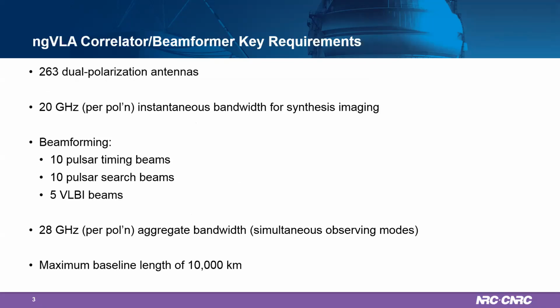So the key requirements: the correlator needs to be able to handle 263 dual polarization antennas, 20 gigahertz per polarization of instantaneous bandwidth coming from the antennas and being processed for imaging. Also a variety of beamforming functionality, including 10 pulsar timing beams, 10 pulsar search beams, and 5 VLBI beams. And during simultaneous observation modes, there needs to be 28 gigahertz per polarization of aggregate bandwidth that can be generated across all the various data products by the correlator. Finally, the maximum baseline length is 10,000 kilometers.